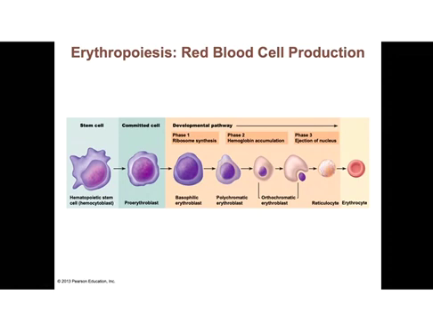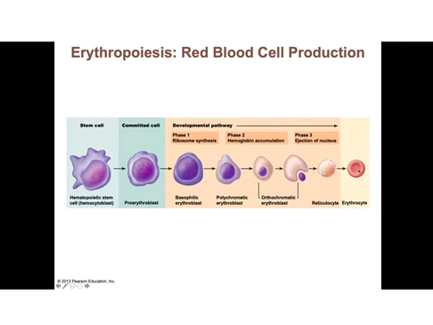The proerythroblasts develop into basophilic, polychromatic, and orthochromatic erythroblasts. So basophilic would look purplish blue, right? Polychromatic would have multiple colors, and orthochromatic would have a single color, all right? And then what happens is that we form a reticulocyte after we eject the nucleus from the erythroblast, right? So the reticulocyte is an anucleate precursor to the erythrocyte, okay?